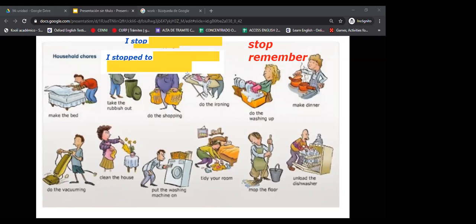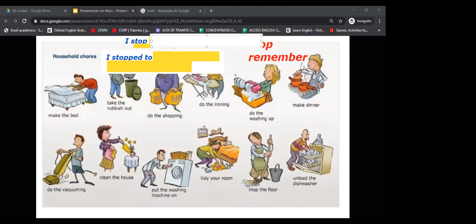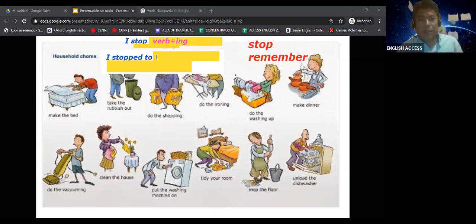To clean the house. Okay, let's see. I stop, and the verb means... I stop plus verb, or, that's incomplete. I stop verb plus ing. Or I stop to verb.